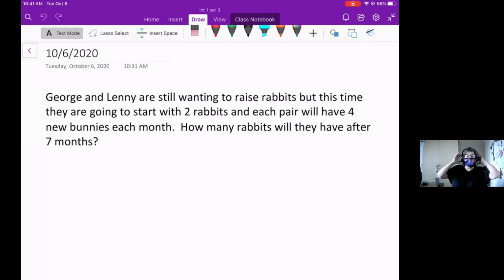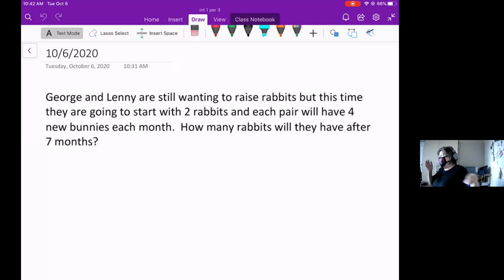Okay. So Linny and George, if you don't know, Linny and George is from the book Of Mice and Men that you guys read last year. So it was part of the problems out of the book. They are still wanting to raise rabbits, but this time they're going to start with 2 rabbits, and each pair will have 4 new bunnies each month. How many rabbits will they have after 7 months?